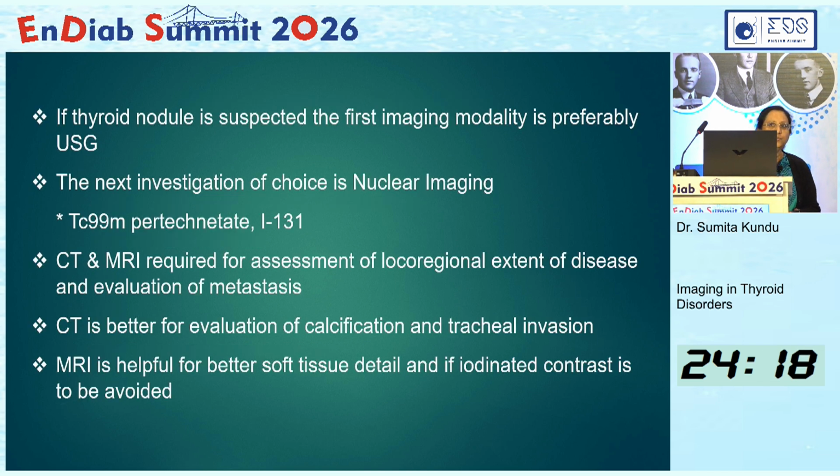If a thyroid nodule is suspected, the first imaging modality is preferably ultrasonography. The next investigation is radioisotope studies with 99 technetium pertechnetate, iodine 131 or 123. CT and MRI are required for assessment of loco-regional extent of disease and for evaluation of metastasis.